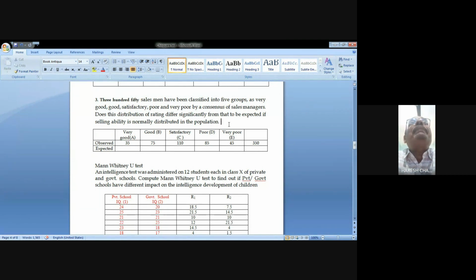350 salesmen have been classified into 5 groups as very good, good, satisfactory, poor, and very poor by a consensus of sales managers. Does this distribution of rating differ significantly from that to be expected if the selling ability is normally distributed in the population? If selling ability is normally distributed in the population, then if we have this data, can you say this data confirms the goodness of fit to normal distribution?